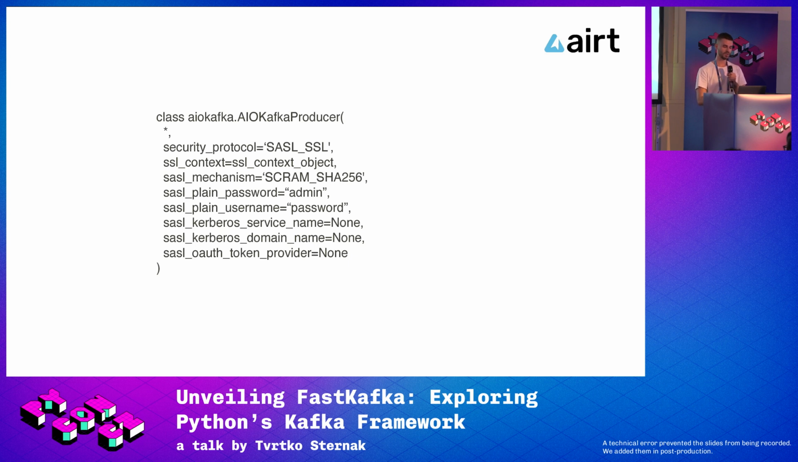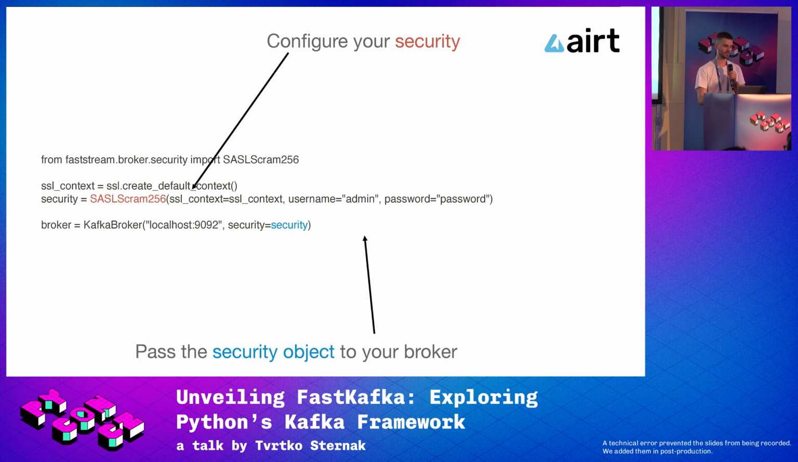In the FastKafka case and also FastStream case, this is, in my opinion, more simple. So you import your security object. In our case, if you want to use SASL SCRAM 256, you import it, you pass the SSL context to it, and then you define your username and password. And when you initialize your Kafka broker, you pass the security object to it, and everything is fine and dandy, and it works. If for any case you want to use plain text, it's quite simple. You just need to change the security object and everything else will be figured out for you.